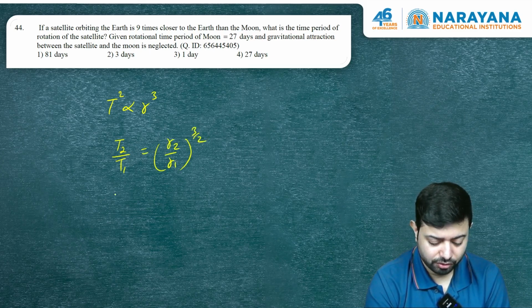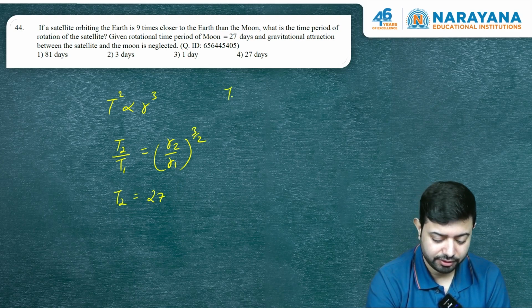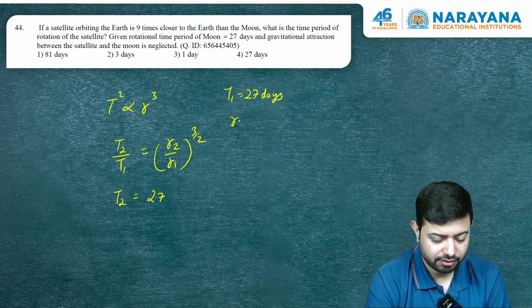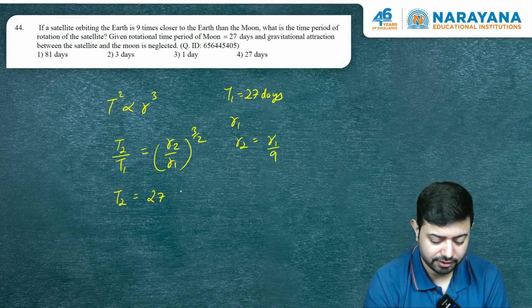So, what is my T2? 27 is the time period for the moon, T1, given as 27 days, and there is something R1 for it, but what about R2? R2 is actually R1 by 9. So, what is R2 by R1 then? R2 by R1 will be 1 by 9, 1 by 9 to the power 3/2.